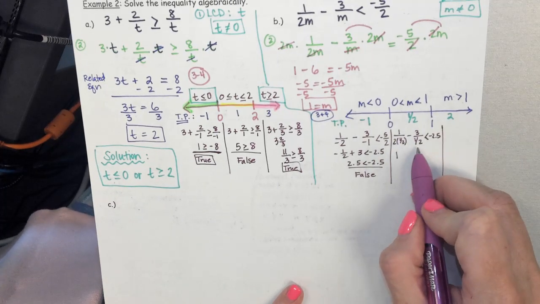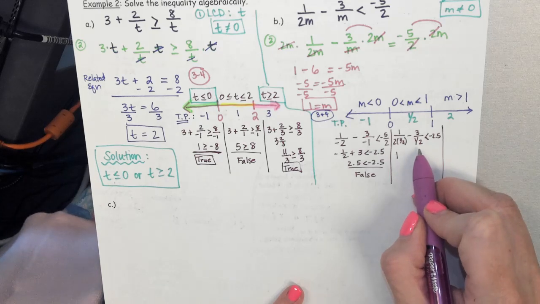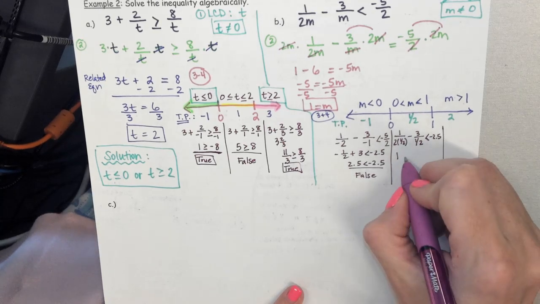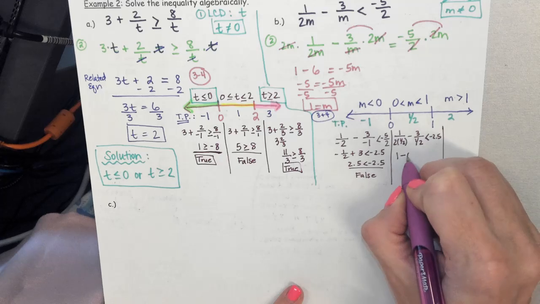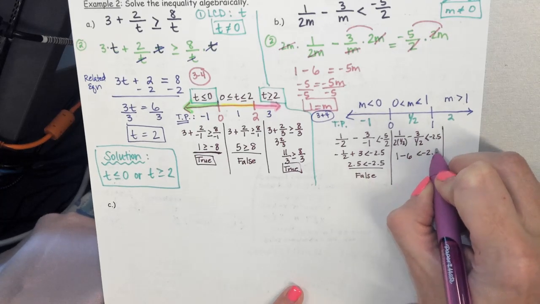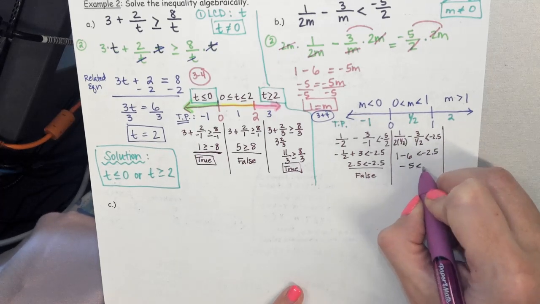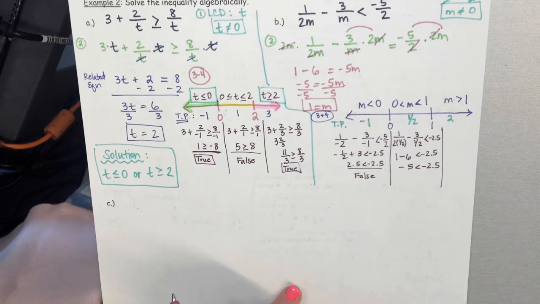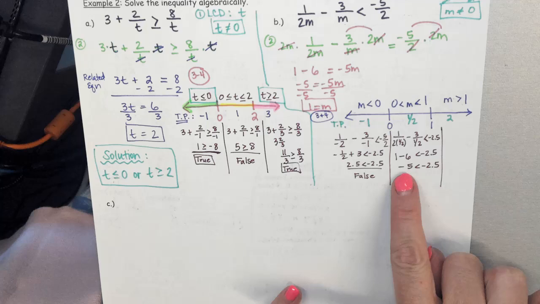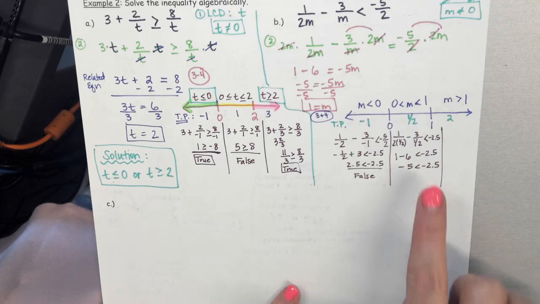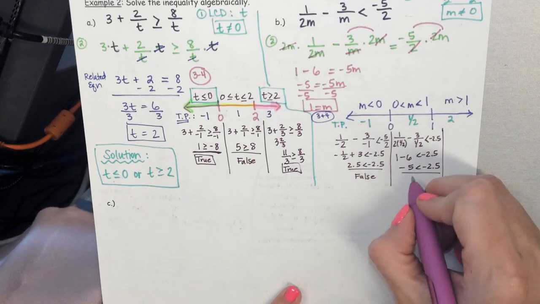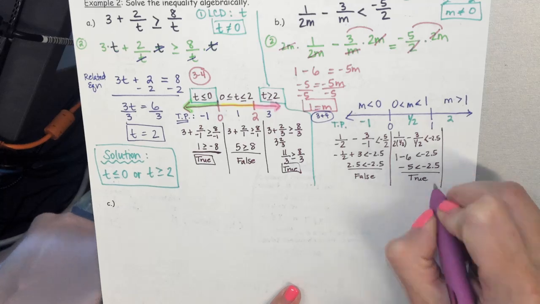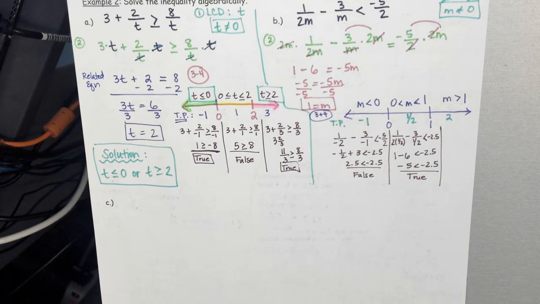When you're dividing by a half, it's the same thing as multiplying by what? 2. So 2 times negative 3 is negative 6. And we have negative 5 is less than negative 2.5. Okay, and then this is going to be true. Negative 5 is a lower number than negative 2.5.